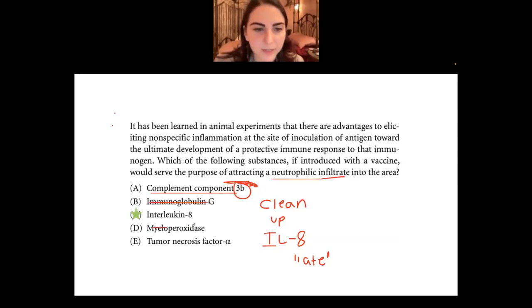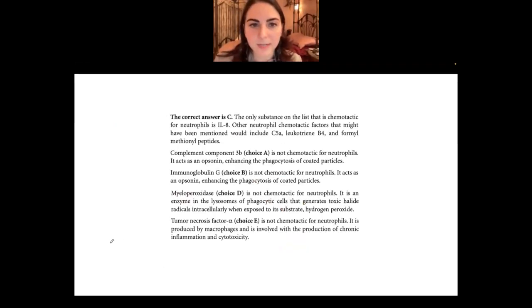Myeloperoxidase is not relevant here. And TNF alpha does induce an immune response, it will do that. It's just that the sole purpose of IL-8 is to call in neutrophils to the area. That's kind of what it says. I'm wondering if it says clean up on IL-8. No, it doesn't.